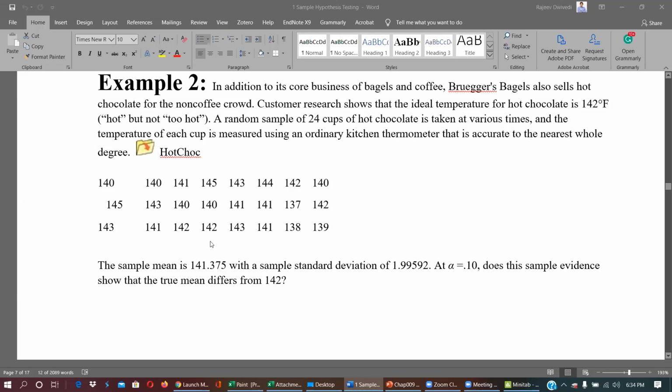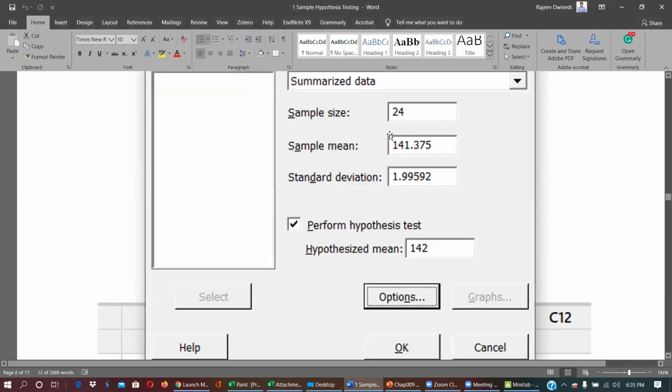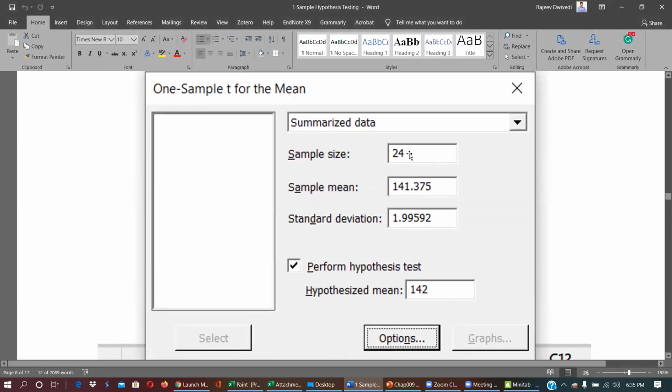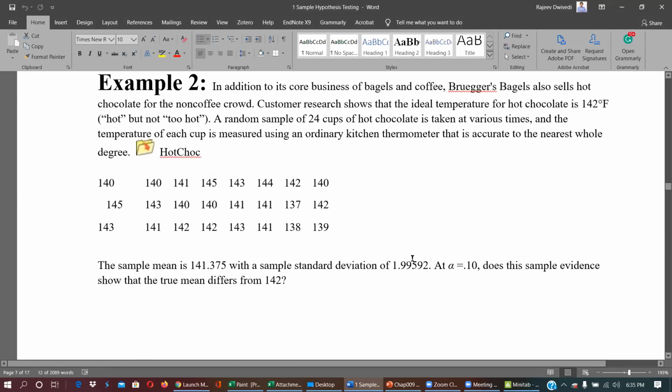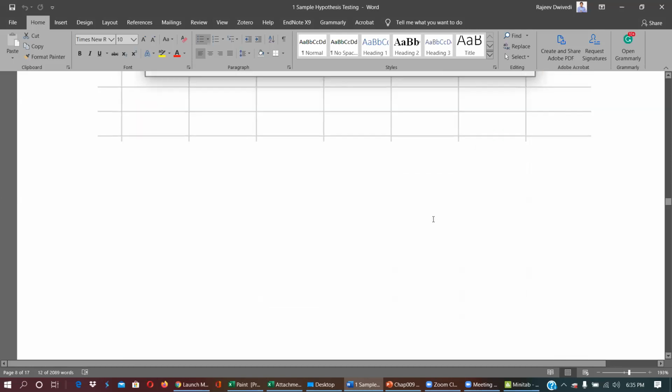The sample mean is 141.37, with the standard deviation shown here, at alpha of 10%. Does the sample evidence show that the true mean differs from 142? So now the question is, I put the sample size as 24, the sample mean 141.37, the standard deviation as given, and the hypothesized mean is this.